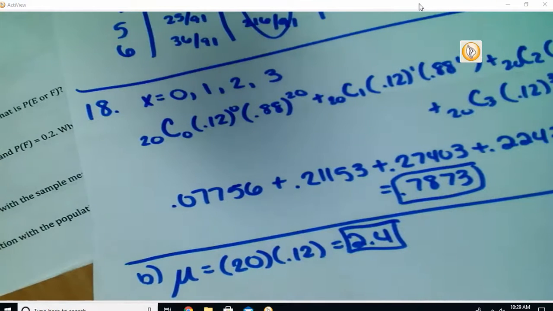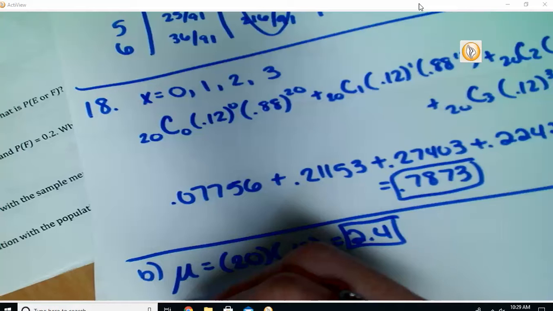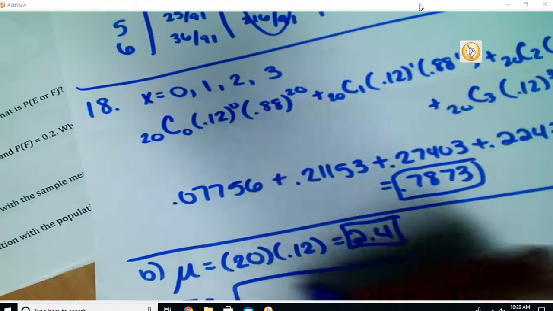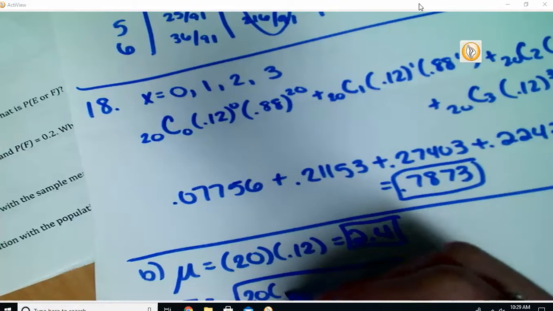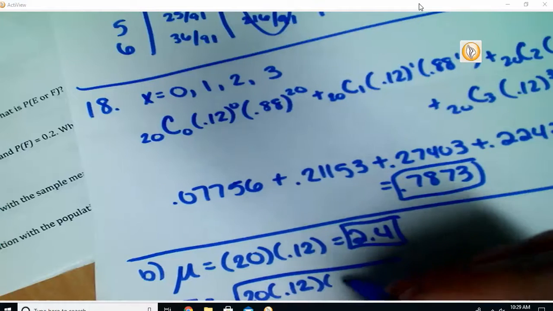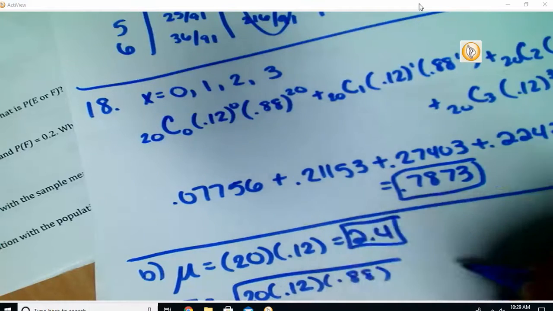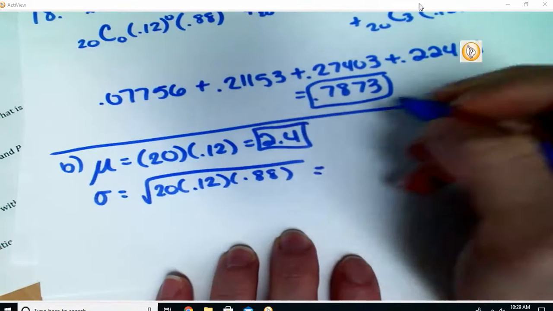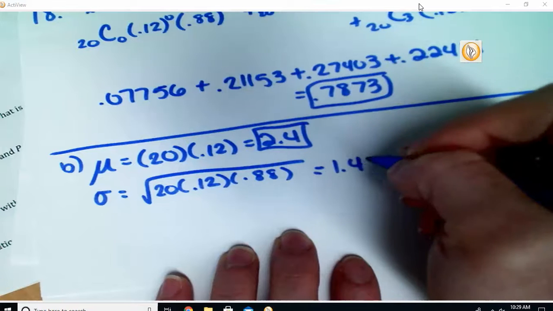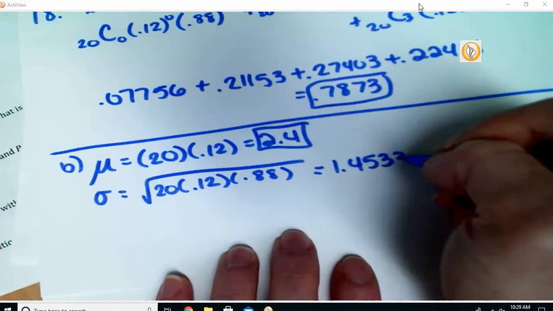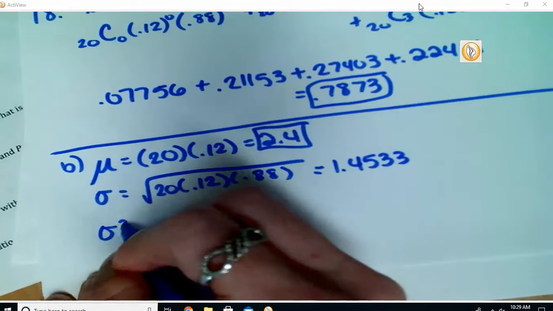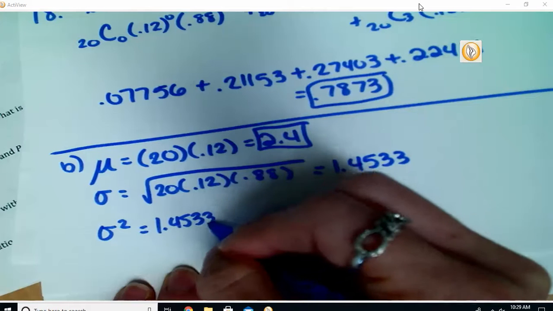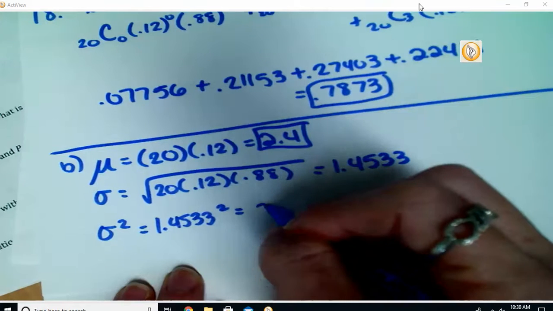Variance is just the standard deviation squared. Formula sheet gives you the standard deviation, so you could find either one first. So if I'm finding my standard deviation, it's the square root of my n times my p times 1 minus p, which is 0.88. And that should give you 1.4533. Variance is the square of that. And you get 2.112.